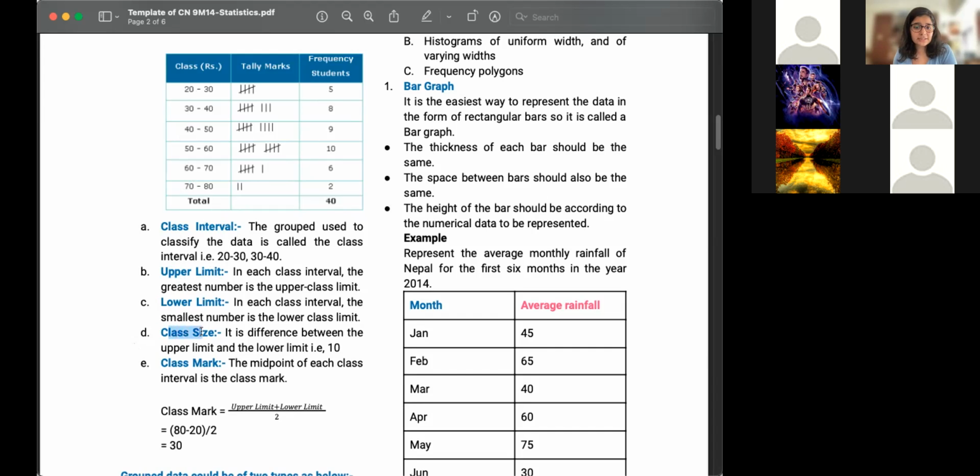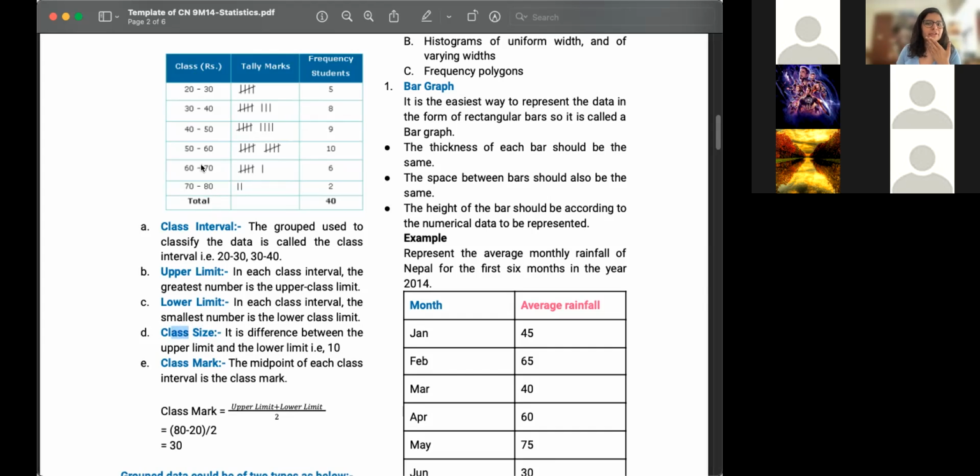Then you have class size. So what will class size be? If I have from 20 to 80, is it 60 or is it something else? What is class size? Will the class size be the difference between the upper limit and the lower limit of the class interval? Yes. So class size is 10, the size of the class interval, each class, not the entire data.